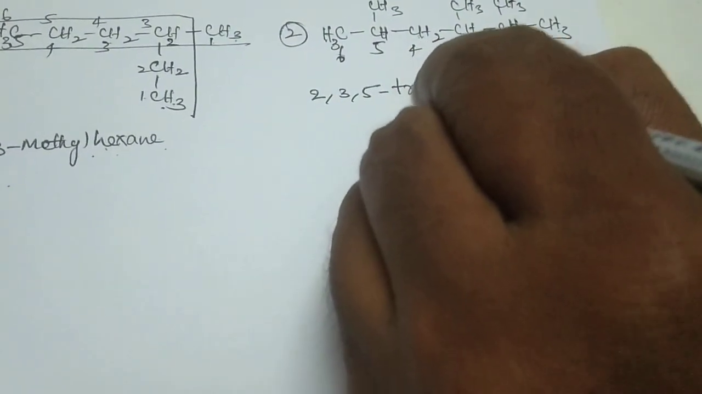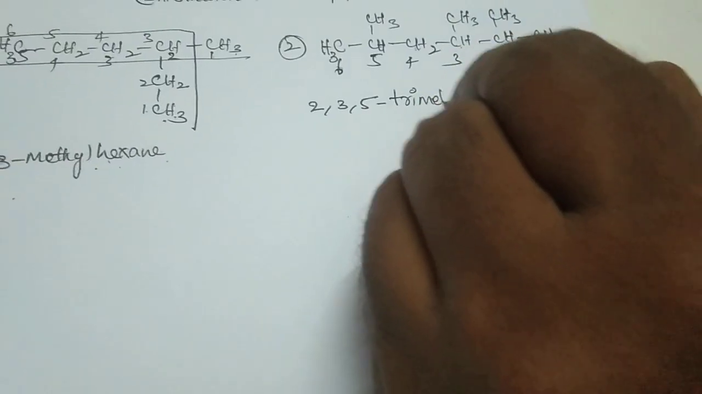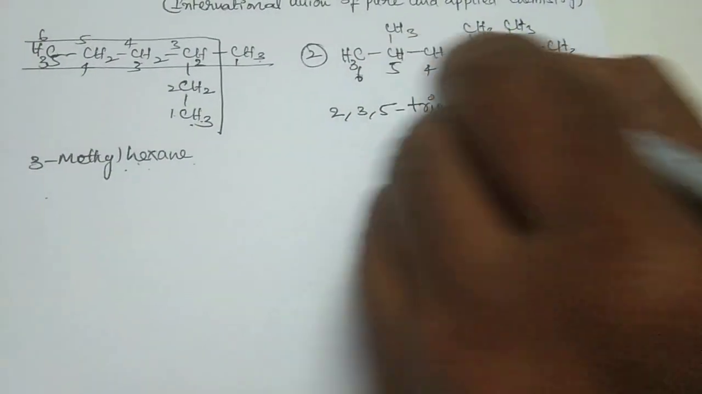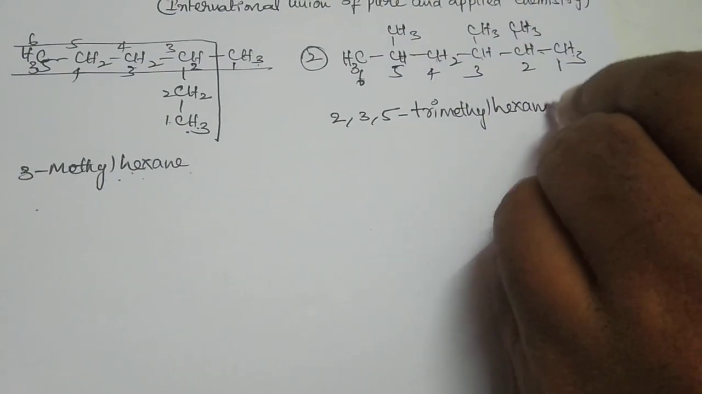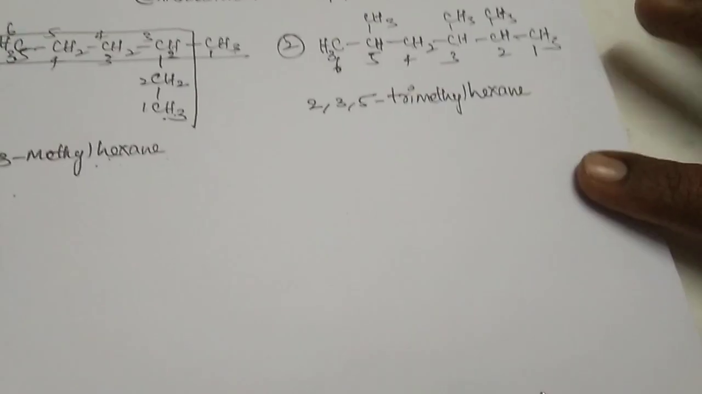So 2, 3, 5-trimethyl, and the parent chain has 6 carbon atoms, hexane. Like this you have to give the numbering.